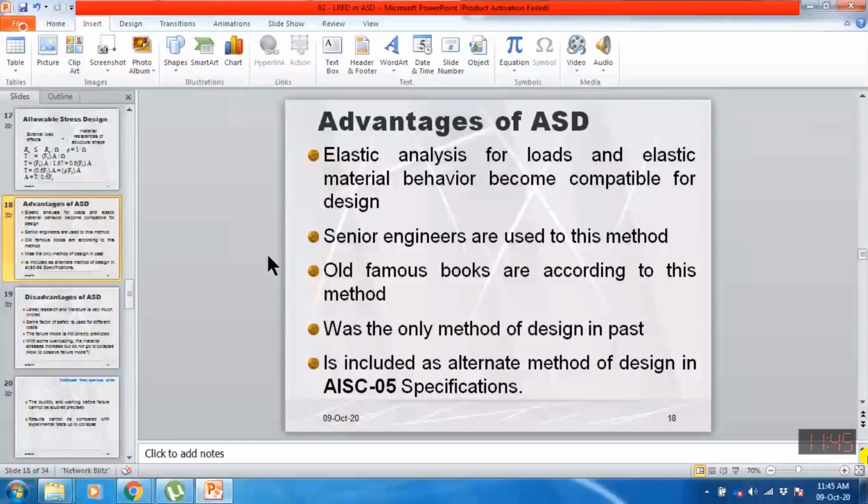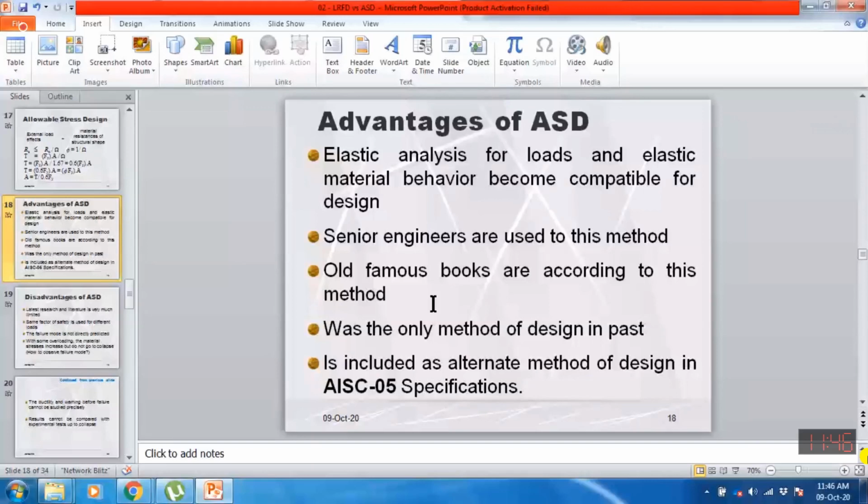So all the old engineers who graduated before 2010 are still using the ASD method. But all the new engineers and new researchers are using another method, which is called LRFD, that we will study. All the old books and literature are available in ASD. It was the only design method in the past.